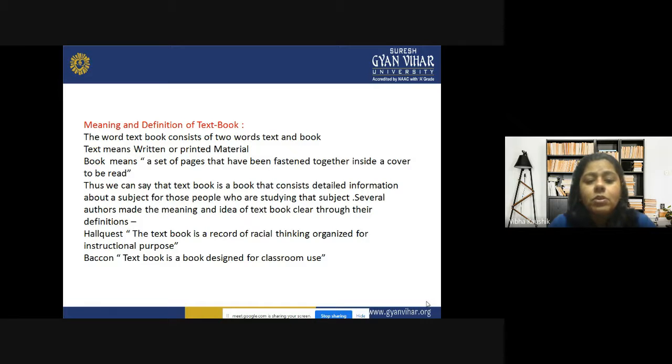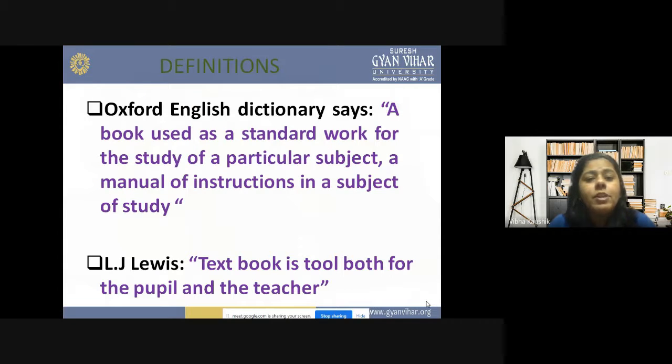Helquist: the textbook is a record of racial thinking organized by instructional purposes. Bakken: textbook is a book designed for classroom use. Definition according to the Oxford English Dictionary: a book used as a standard work for the study of a particular subject, a manual of instruction in a subject of study. L.J. Lewis: textbook is a tool both for the pupil and the teacher. Means it's a tool that is not only useful for the students, but it is also useful for the teacher.